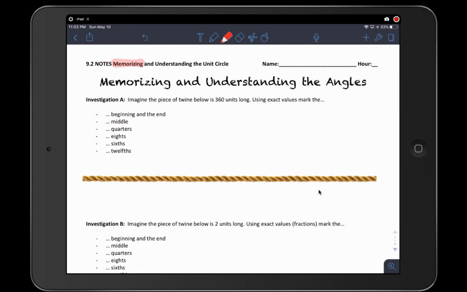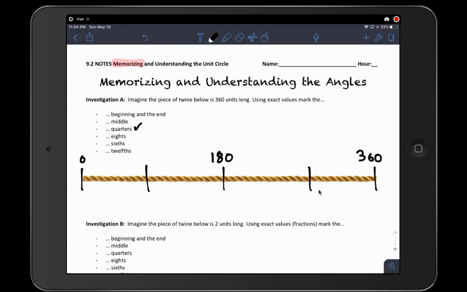So let's start. Instead of starting with a circle, we're going to just start with a length of twine, let's say. And we're going to say that the beginning, this twine has a length of 360, just like we have 360 degrees in the unit circle. And we're going to go through and mark the middle and then quarters and then all the different little parts that you would see in the unit circle. So halfway through this piece of twine, we are at 180, right? This is 0. And then after that, we want to look for the quarters. So quarters would be halfway between there and there.